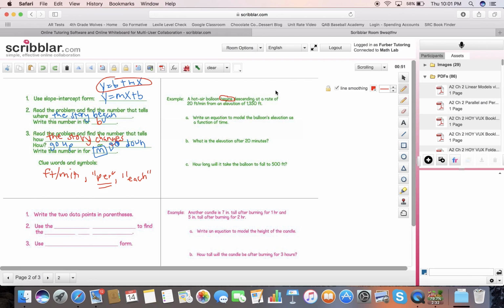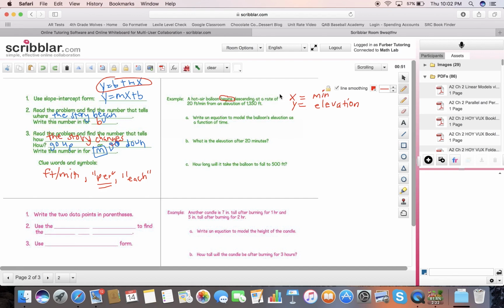Okay? So what are my variables here? Well, I always have to have an X and I always have to have a Y. Y is your elevation. Your elevation is affected by something. It's affected by how many minutes you descend, right? If you descend for a longer period of time, your elevation is going to drop, right? Descending means coming down. So X is the number of minutes that you have been descending for, okay?